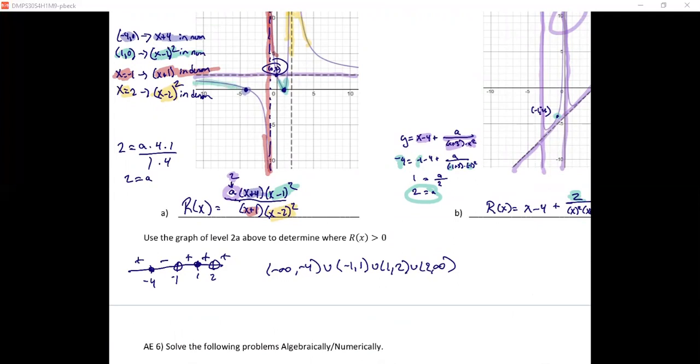So since this is positive up until -4, then negative up until -1, positive, and that's positive over here too, and then it's positive over here as well. So where's r of x greater than 0? In order to solve for r of x greater than 0, we need to locate all of our positives. But don't forget, it's greater than 0, which is why we are not including that point or that point.